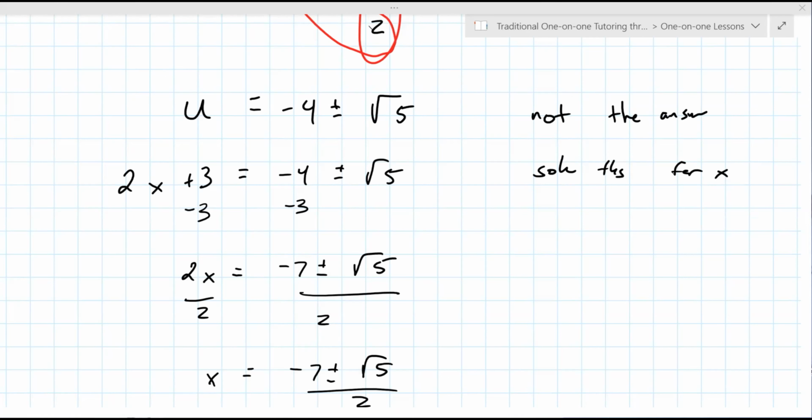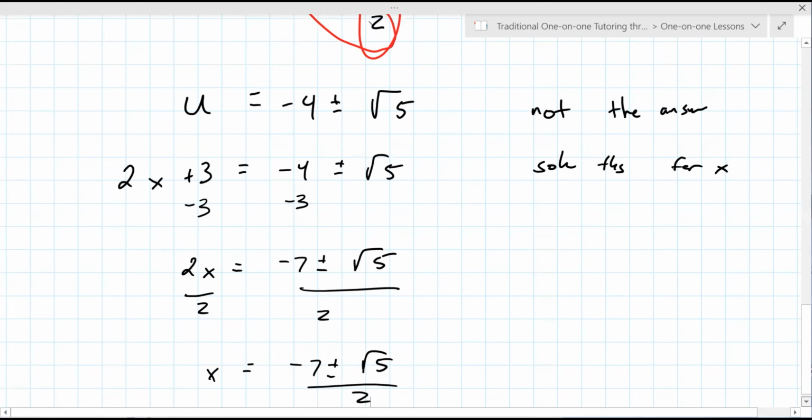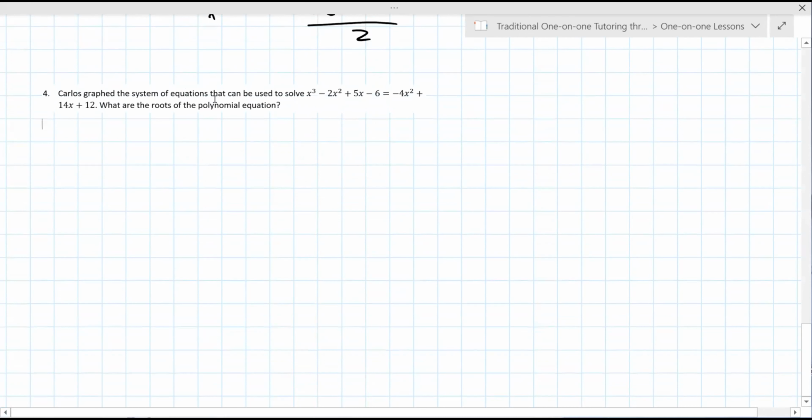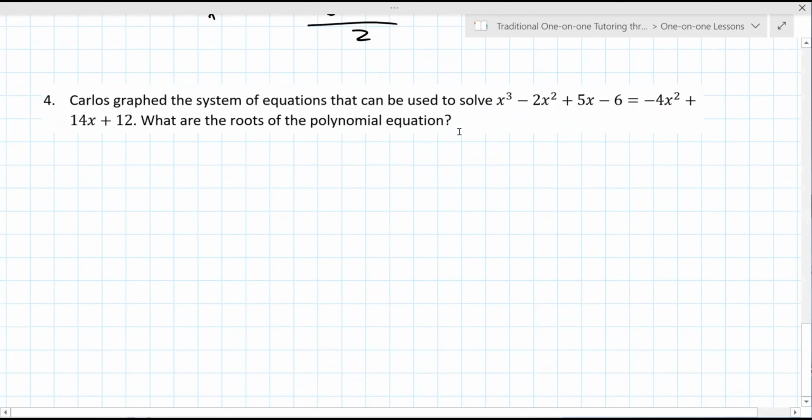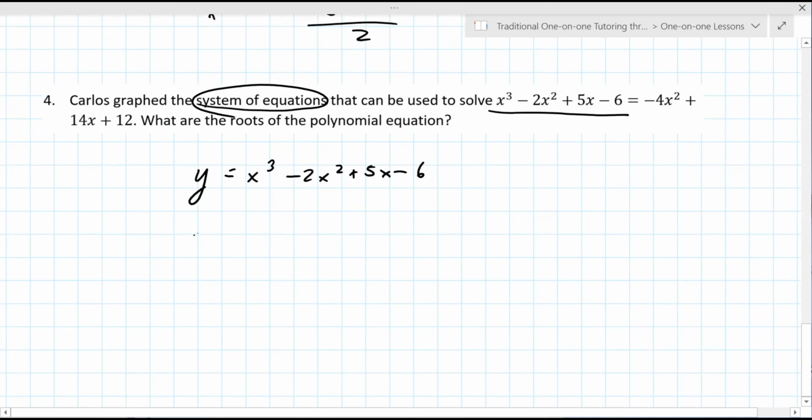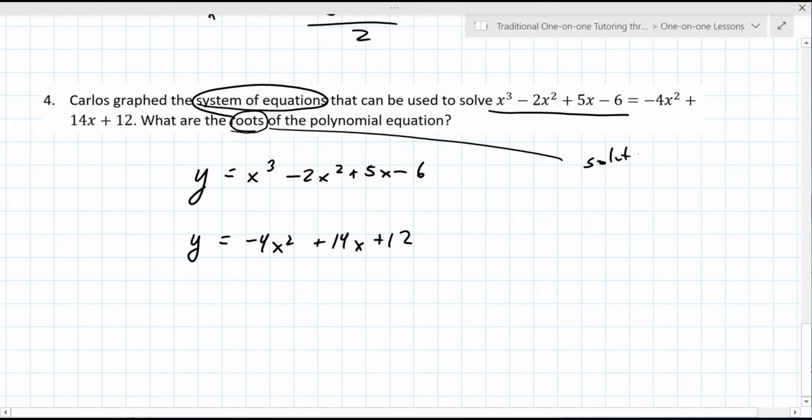So like for number 4, I'll snip this in. When I look at question 4, the way this is written, this actually came from a system. It would be like y equals x cubed minus 2x squared plus 5x minus 6. And then the second system is y equals minus 4x squared plus 14x plus 12. And what the question is literally asking is what is the solution or answer to this?